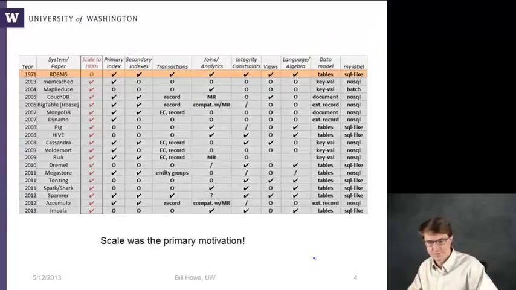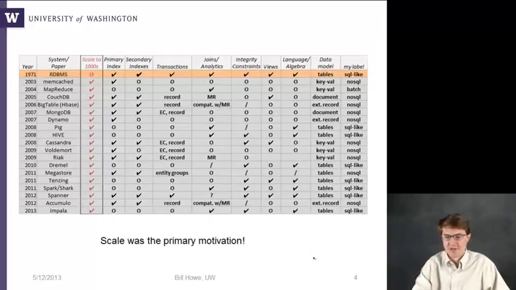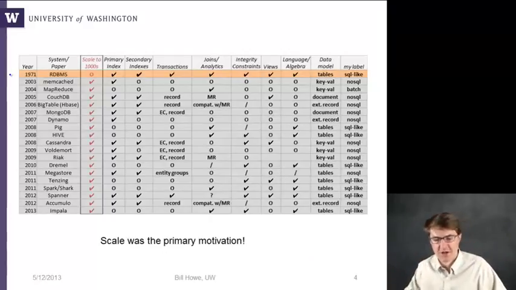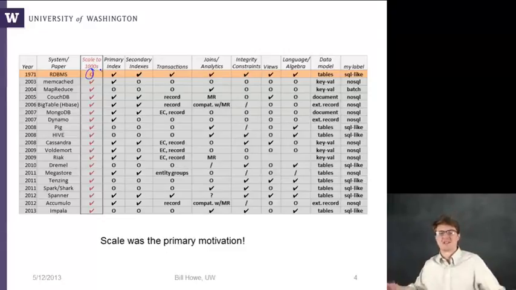So one of the first stories you can tell by staring at this table is that relational databases have been around for quite a while and have check marks everywhere, have all these features, except they weren't really ever shown to scale to lots and lots of computers, right? Everything was on the order of tens of machines. So why don't they scale?